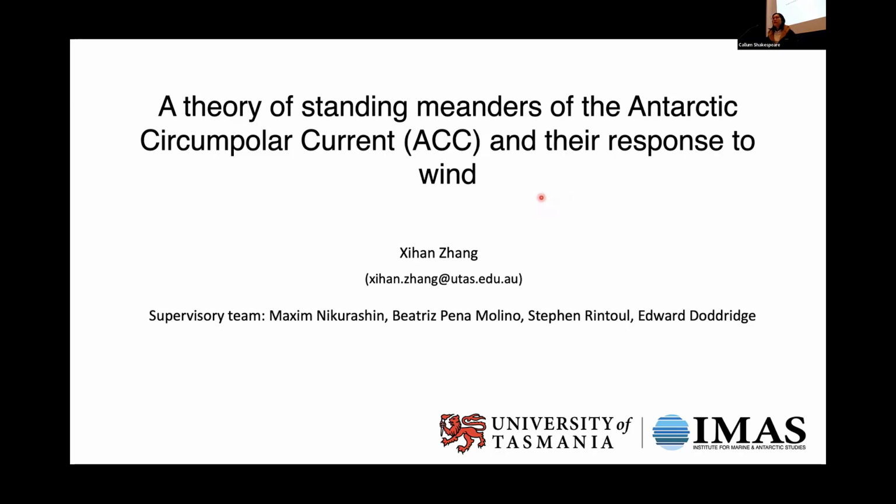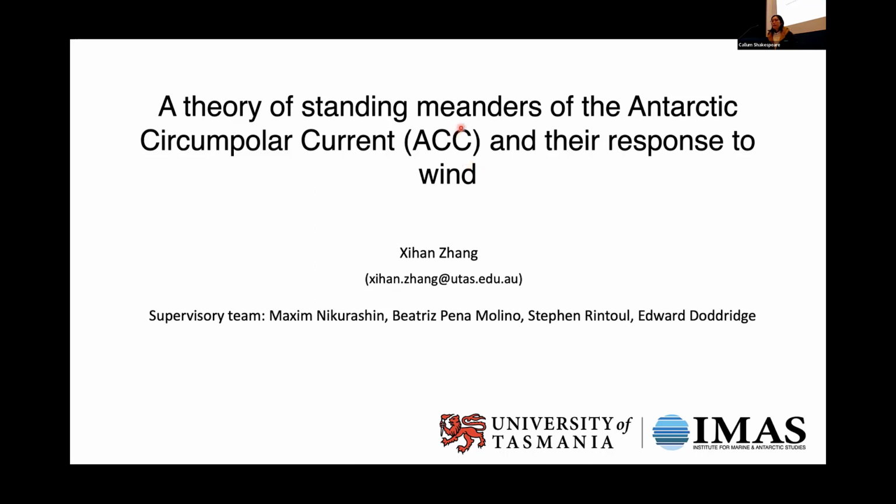So good morning, everyone. I'll be talking about some dynamics of the standing meanders in the Antarctic Circumpolar Current, as well as their response to wind today. As the Antarctic Circumpolar Current continuously flows around the Antarctic continent, wind inputs momentum at the surface, and topography removes momentum at the bottom. But one of the major features of this current attracting lots of research interest is that the transport of the ACC is not sensitive to wind increase at the surface, even though wind is a momentum source for this current.